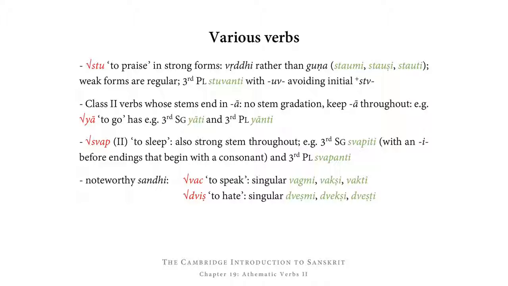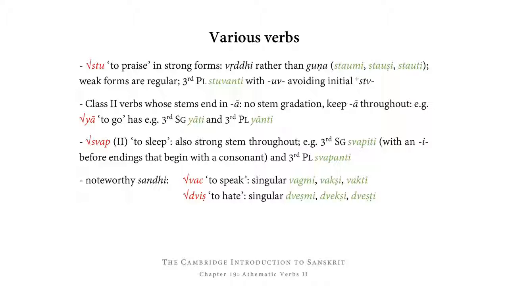Finally, some noteworthy sandhi. Vac, to speak, has a singular vac-mi, vak-si, vak-ti. So in front of consonants, c appears as its velar counterpart. In front of a voiced consonant, it appears as velar voiced g. In front of unvoiced consonants, it appears as velar unvoiced k, and so we get vag-mi, vak-shi, vak-ti.